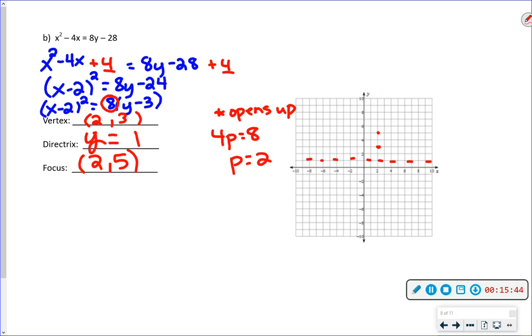Okay, 4p is our latus rectum length there of 8. So through the focus, I'm going to make it 4 right, 4 left, for a total of 8. Got it.